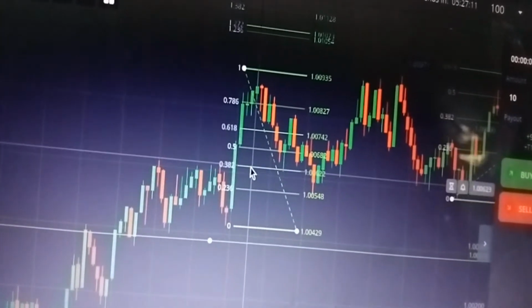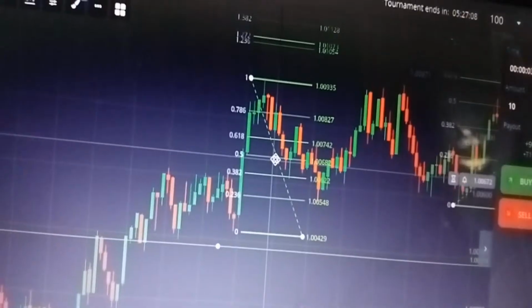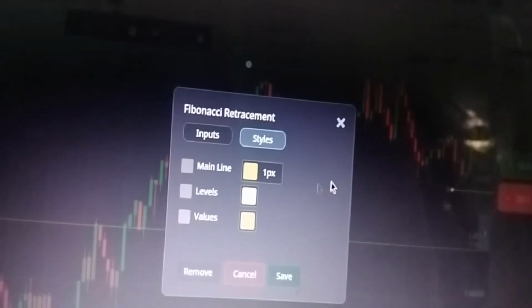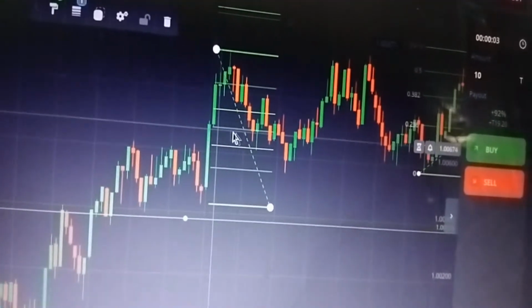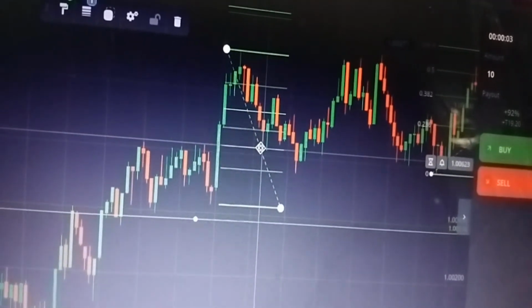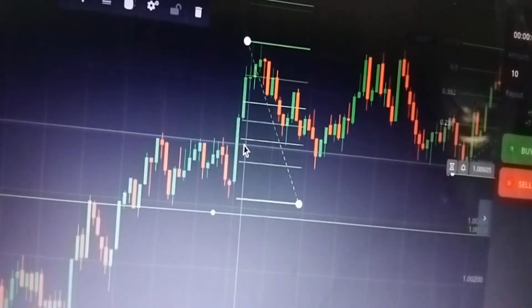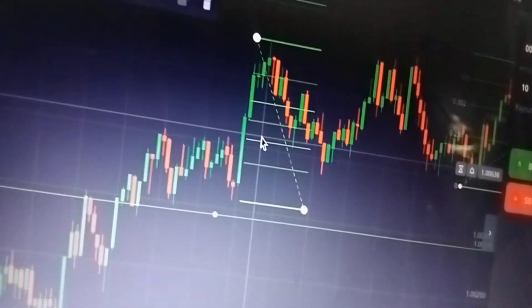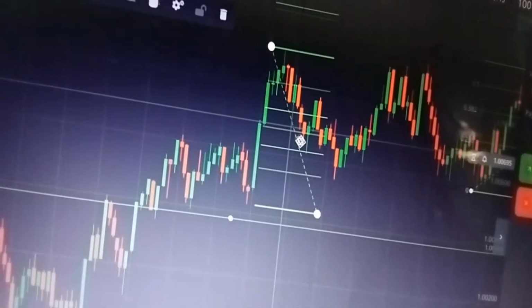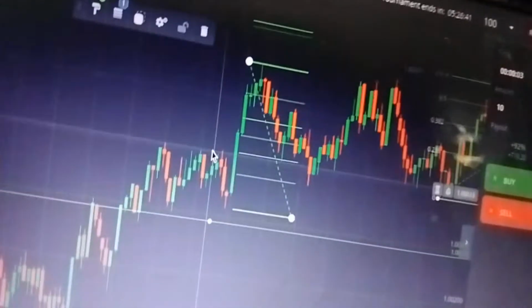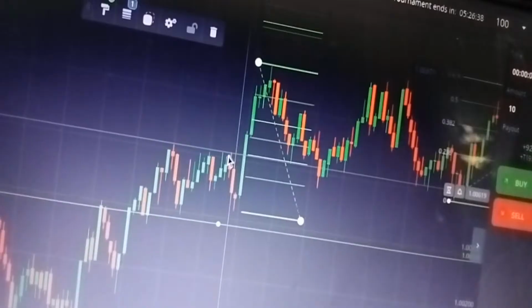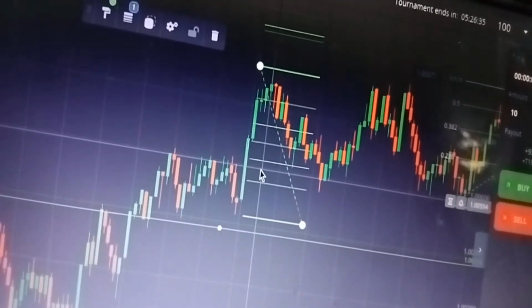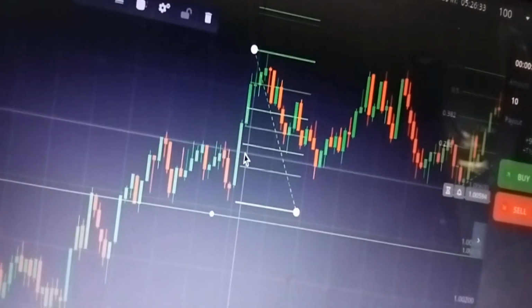But look. Okay, let me turn off this. We don't really need the numbers. As you can see, look, after hitting that 61.8% here, below the 50%, what happened? Price pumped, right? But there was an order block there. It hit the wick, but not the opening price. Not the opening price, okay?